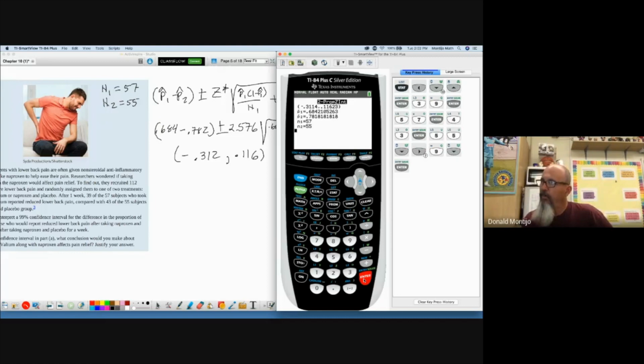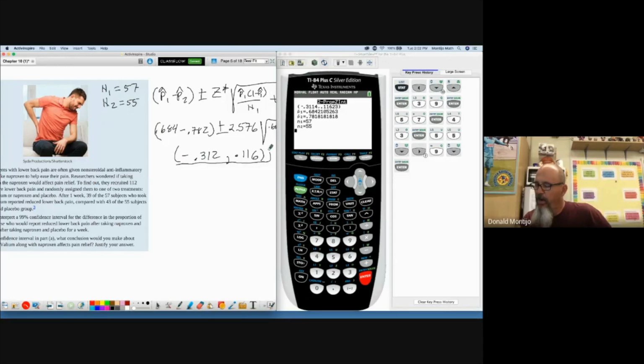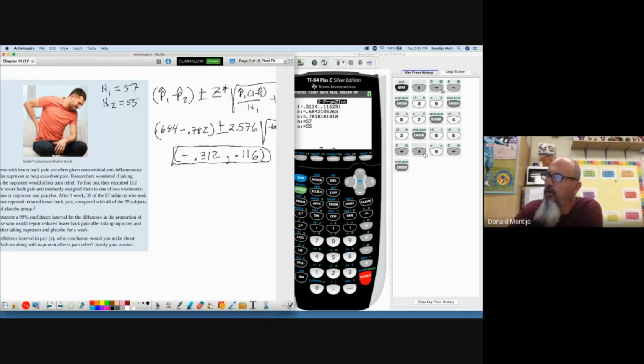And it gives me the interval negative 0.3114 to positive 0.11623. Notice on the calculator, these values are slightly different than what we got when we did it by hand over here. And that's just because the calculator carries more significant digits and is slightly more accurate than what we did by hand. Okay. So you can see that we can use the calculator to construct this interval, which is what we'll do 99% of the time. Almost always we will use the calculator to do the heavy lifting for us so we don't have back pain later on.